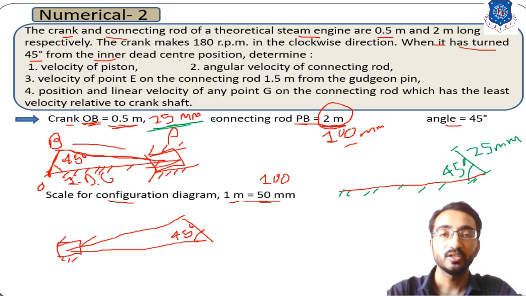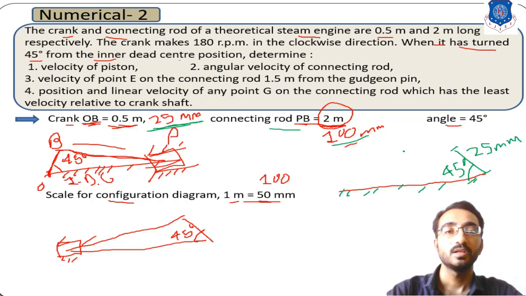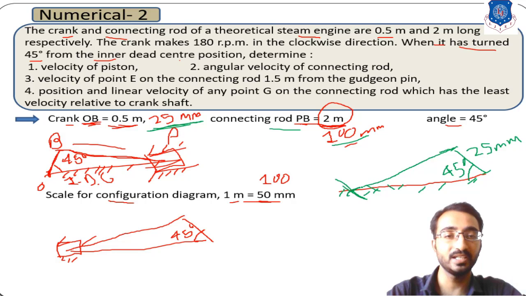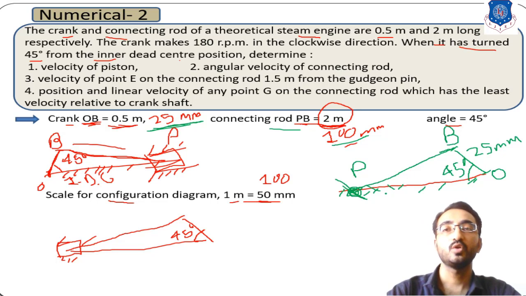Now from this point you have to sketch the connecting rod, which has a length of 100 mm. So you sketch a line of 100 mm, and this line will intersect at some point. Use a rounder, or compass, and make an arc of 100 mm which intersects this line. If the arc intersects over here at this point, then this is your piston point P, this is your crank point B, and this one is your fixation point O. In this way you can sketch the configuration diagram for this mechanism.